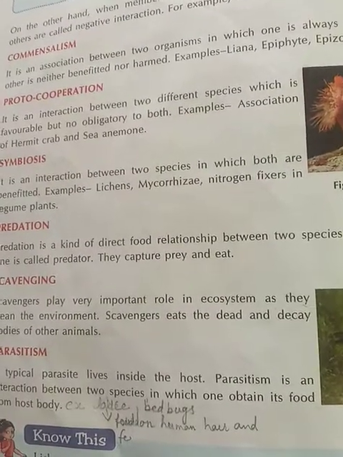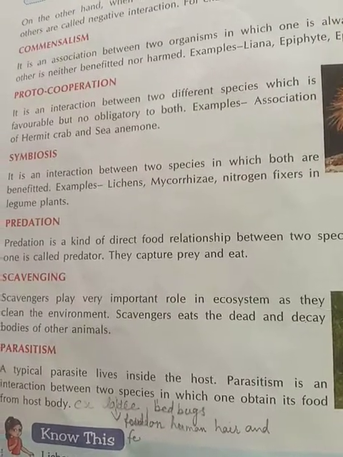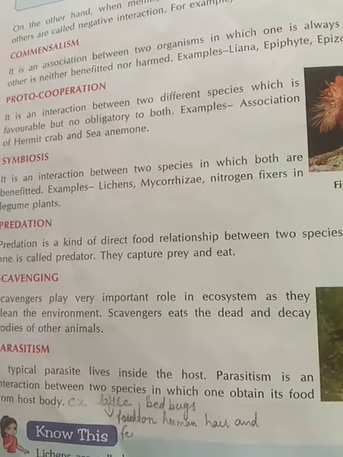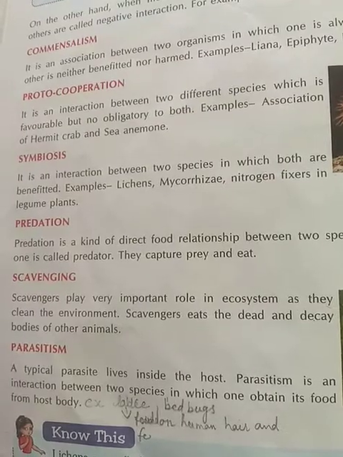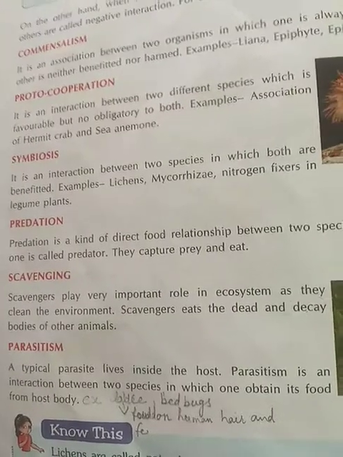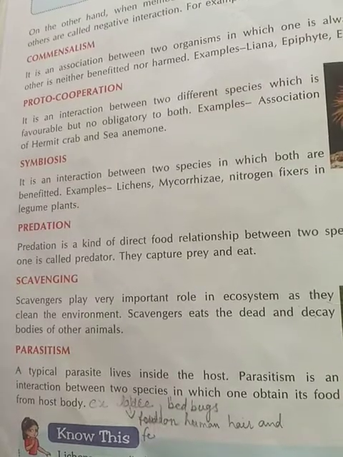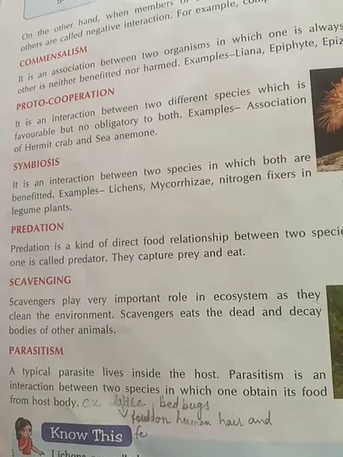These nitrates enrich the soil. In this way, these bacteria help the plants. In return, the root nodules provide shelter to these bacteria. So, such a relationship in which both the organisms are benefited is known as symbiosis.